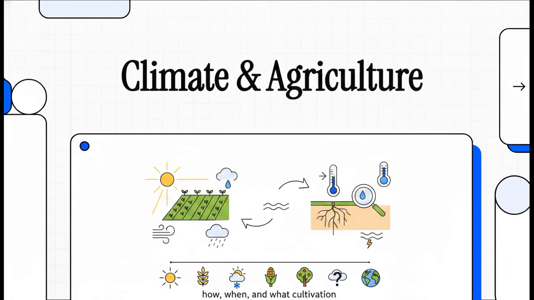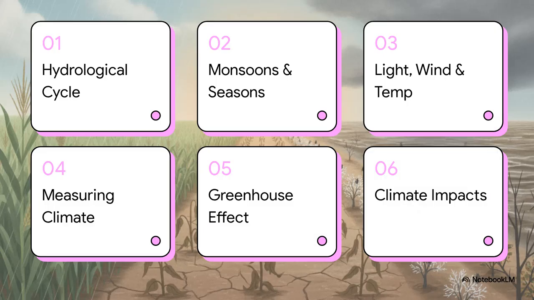Welcome to this explainer. Today, we are diving straight into the intricate relationship between agricultural productivity and environmental variables. We'll be breaking down exactly how macroclimate systems and microclimate factors dictate how, when, and what we cultivate. Let's get started. Here's a quick look at our roadmap.